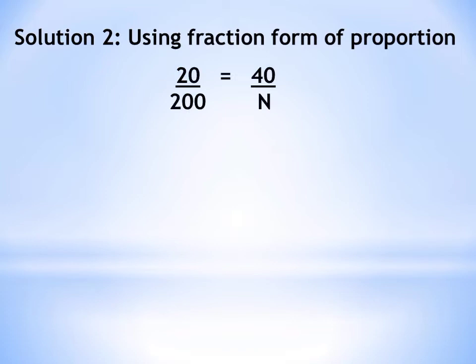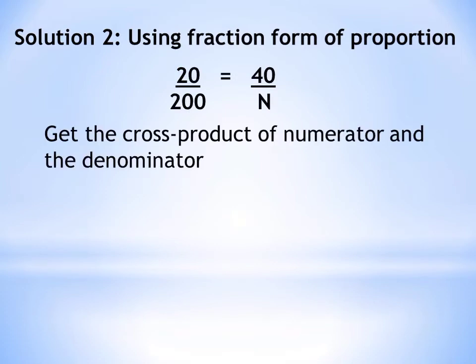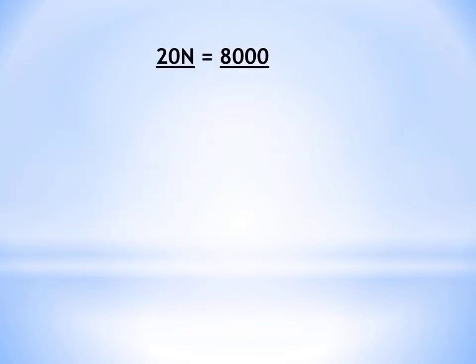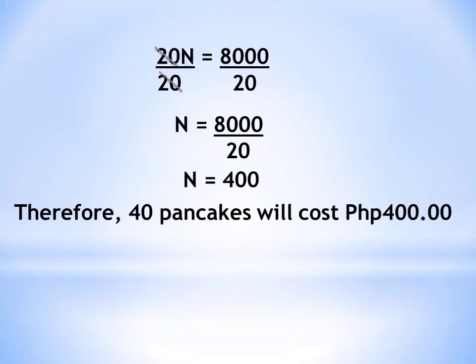Let's try to solve using the fraction form of proportion, or solution 2. Based on our number sentence, 20 over 200 equals 40 over n. We get the cross products of the numerator and the denominator. 200 times 40 equals 8,000. n times 20 equals 20n. Equate the products to come up with the same answer, which is 400. Therefore, 40 pancakes will cost 400 pesos.